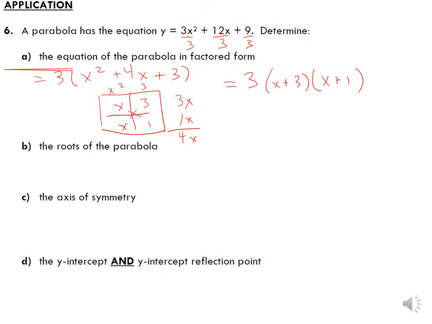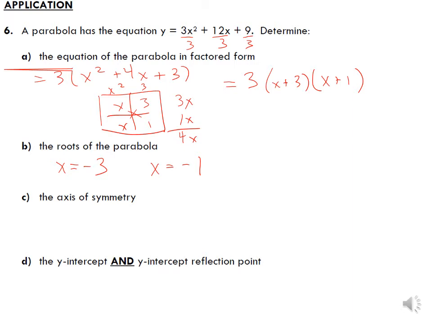B, the roots. The roots is just another word for zeros, which is another word for x-intercepts. What's going to make the first bracket 0? So what plus 3 is 0? That's negative 3. And then what's going to make the second bracket 0? So what plus 1 is 0? And that is negative 1, because negative 1 plus 1 is 0.